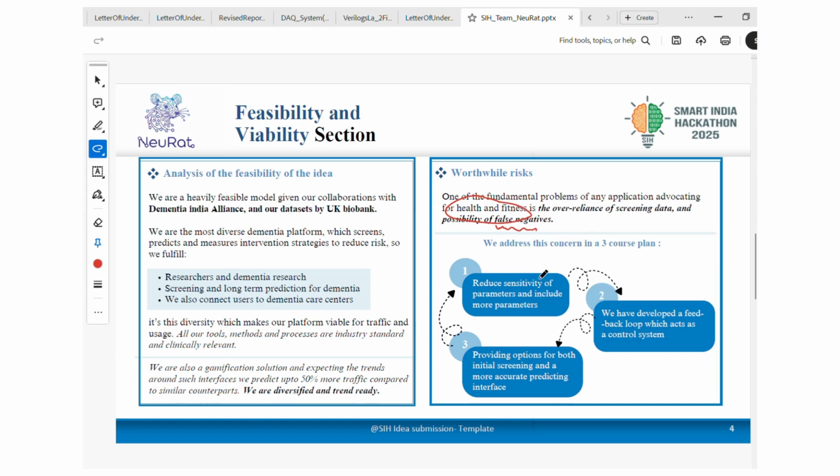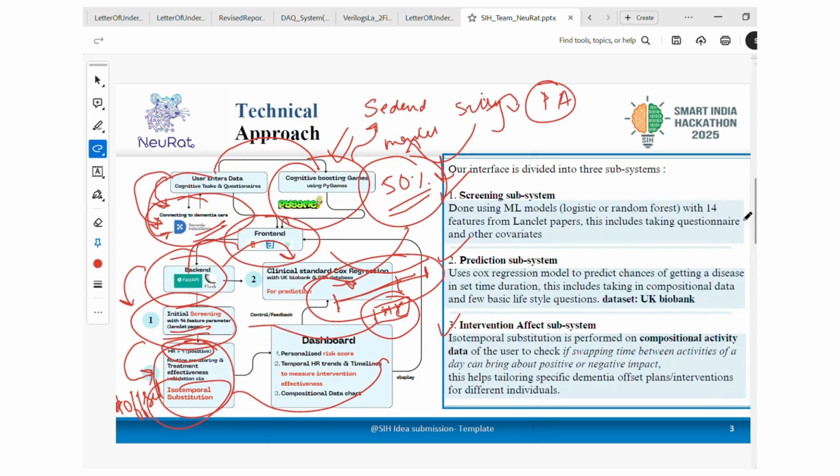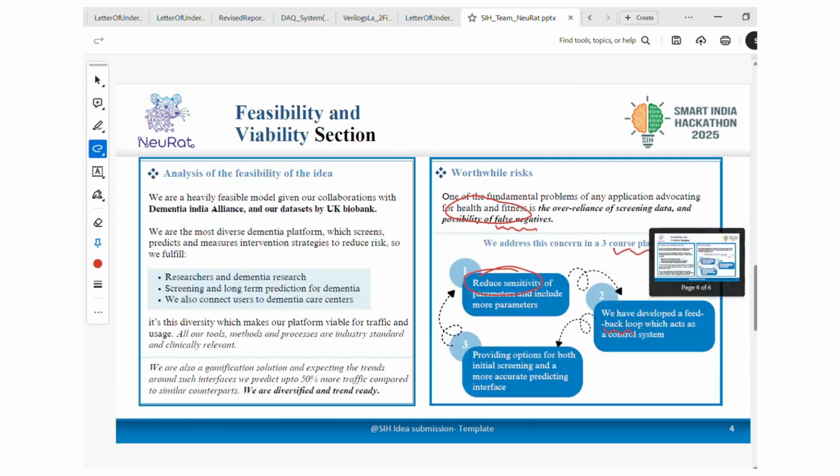So what we essentially do is we have a three-step course plan. We are reducing the sensitivity of all our parameters, and we are diversifying our parameters. And we are adding a feedback loop. If you notice the block diagram, you'll see that there's a feedback loop, which takes data from the isotemporal model, and we are using AI to set up this control system, which goes back and forth and improves the estimate of the data.